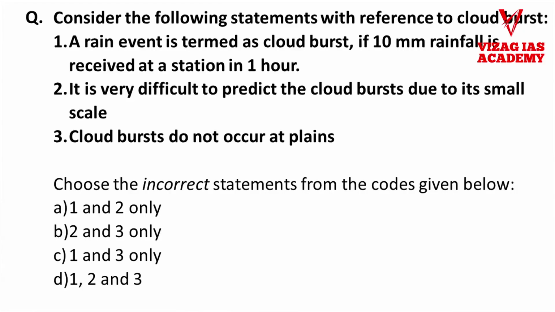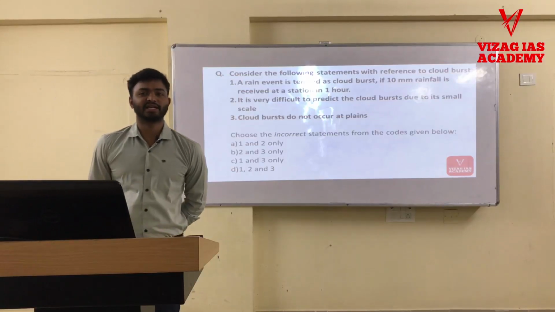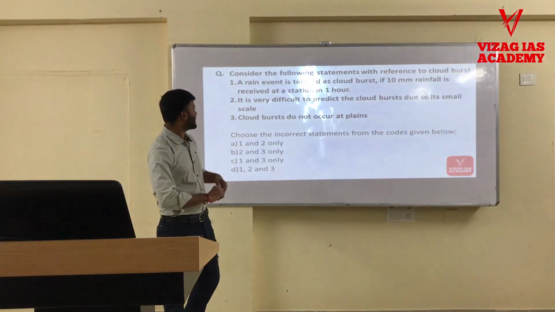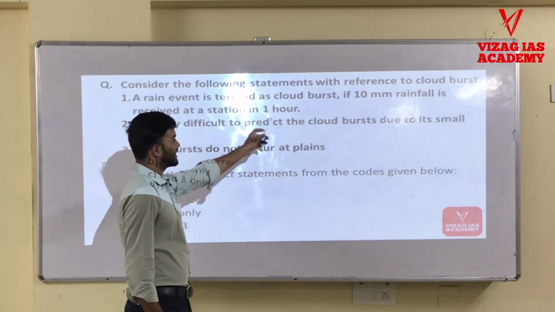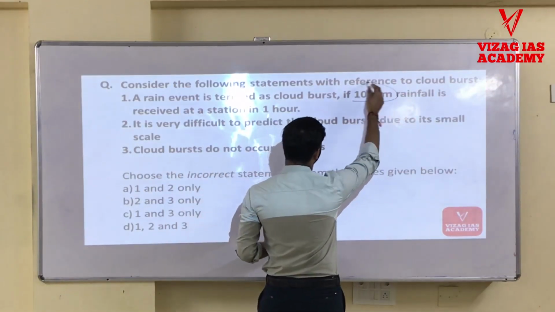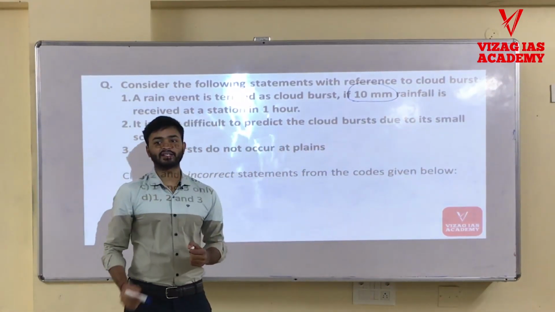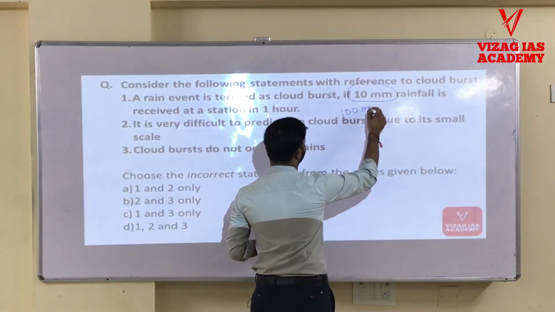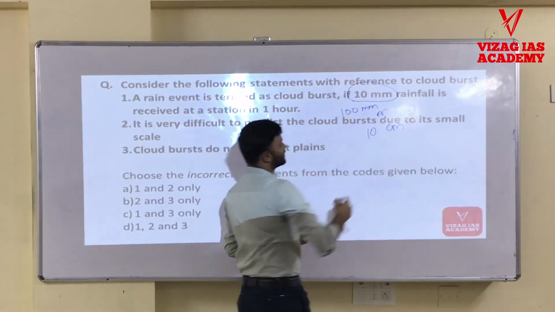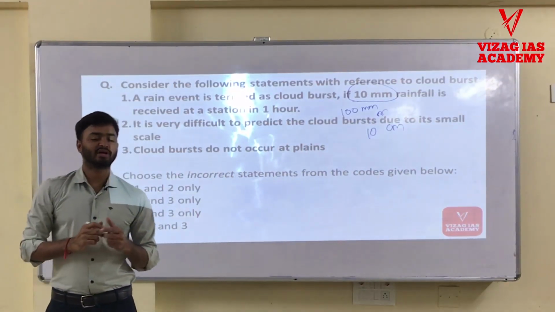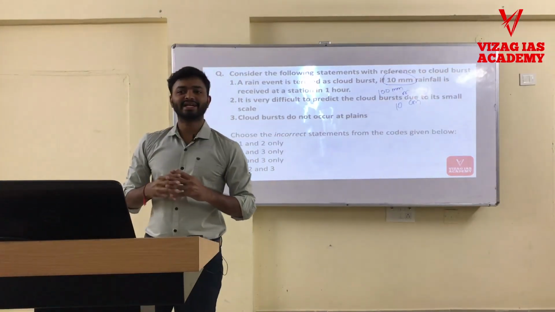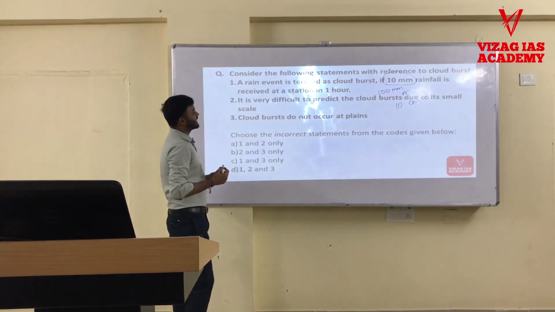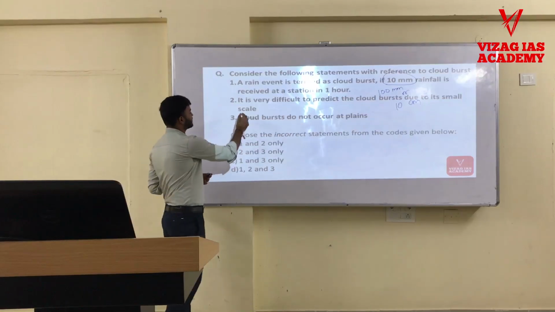Next question is related to cloudburst. When can we say a cloudburst has happened in an area? It has some specific parameter. A rain event is termed a cloudburst if what is the rainfall characteristic? 100 centimeter or 100 millimeter? It is either 100 millimeter or 10 centimeter. So if in a region 10 centimeter of rainfall happens within 1 hour, then it is called cloudburst activity. It is very difficult to predict the cloudburst because of its small scale.